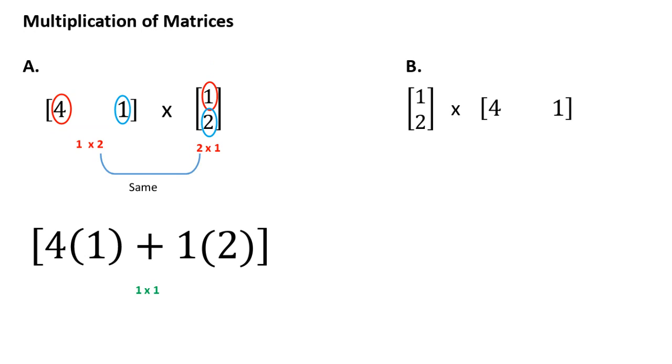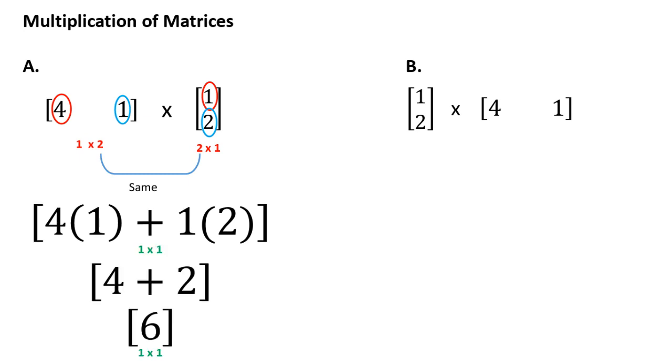And then we have row 1, column 2. That's row 1, column 2. So that's going to be 1 times 2, which is 2. So the answer is 4 plus 2, which is 6. And again, it gives me the 1 by 1 matrix. Again, to multiply matrices together is row times column. All right. Let's go backwards.